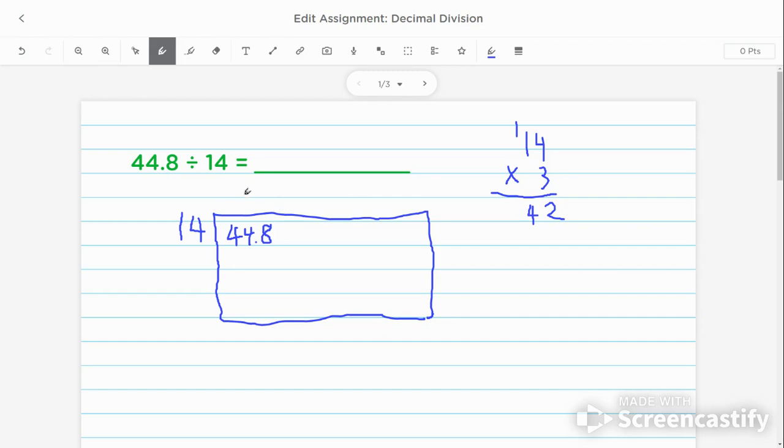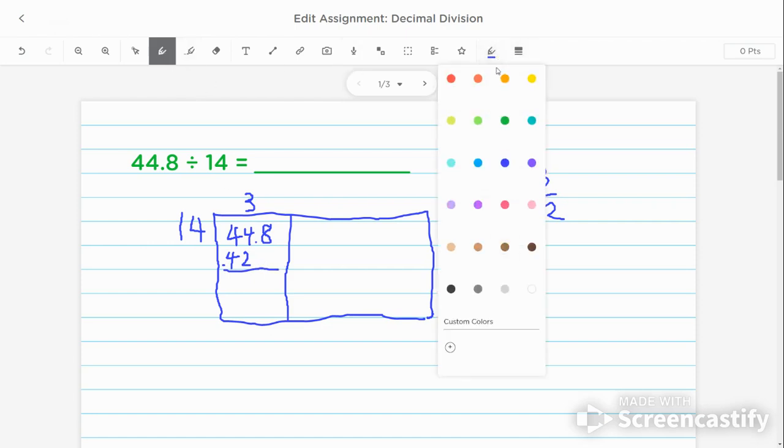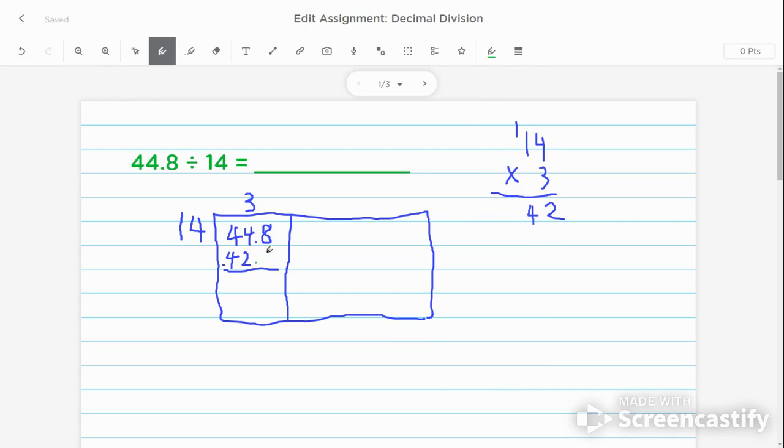So I'm going to write the 3 on the top, and I've already multiplied 14 times 3, and that made 42. Next, you're going to remember I'm going to subtract. And good news, we know how to subtract decimals. What you might want to do is fill in those trailing zeros to make things easier, and then bring your decimals straight down in your subtraction. And there you have it. That gives me a difference of 2 and 8/10. And then I go from there.